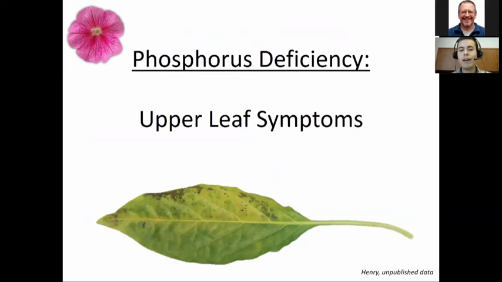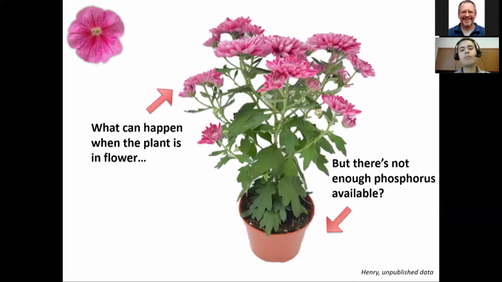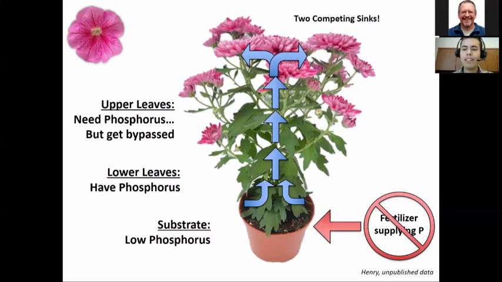Next, I want to talk about upper leaf symptoms of phosphorus deficiency, and this has been a major topic of my research. So what can happen when the plant is in flower, but there's not enough phosphorus available? So again, going back to this mum, but now it's in flower. What's happening is when the plant has reached maturation and is reproductive, and then you cut off any supply of external phosphorus through the fertilizer, what appears to happen is that the phosphorus will move from the lower leaves, as it typically would, and it moves up the stem, going to the deficient tissues.